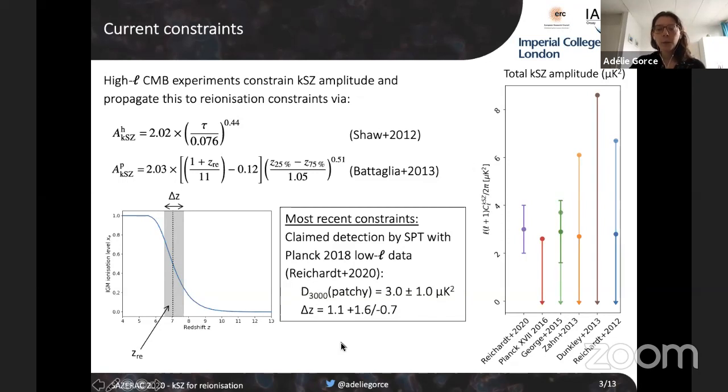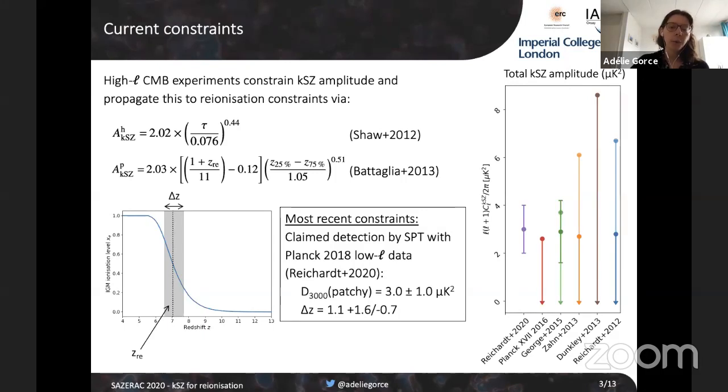From that, the most recent constraints derived using SPT data and Planck low-L data give the first detection of the kSZ spectrum, in particular the patchy spectrum. From this, they derive a constraint on the duration of reionization, where before it was only upper limits, as you can see in this plot here.